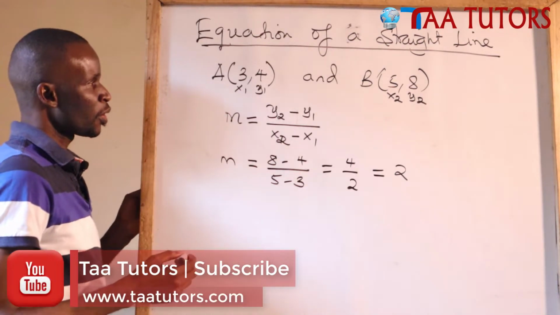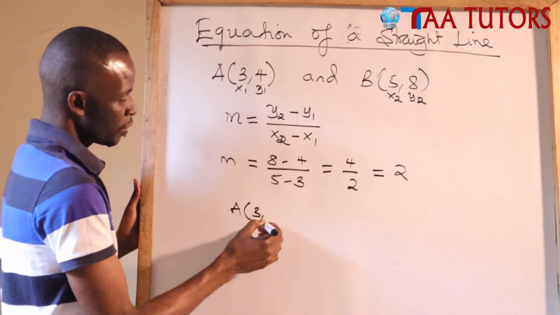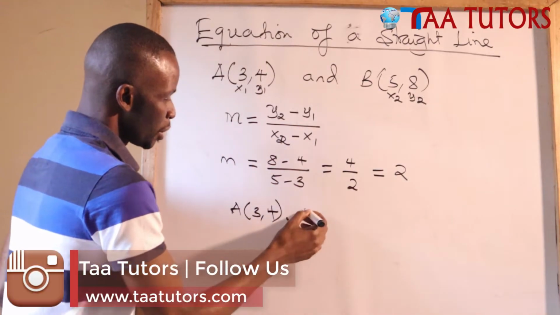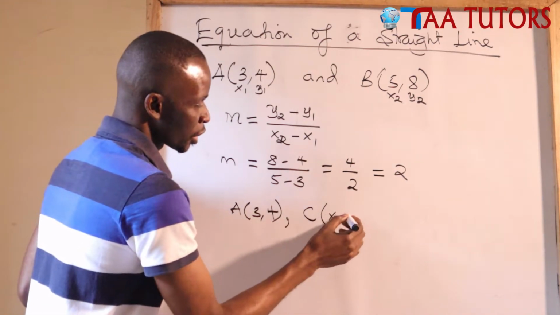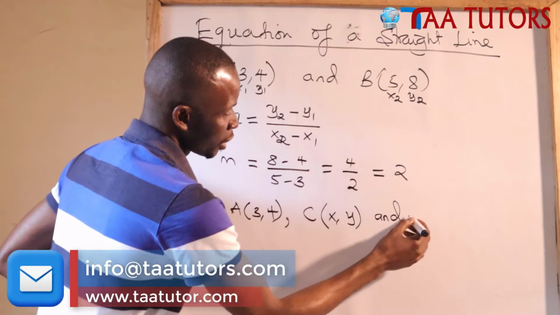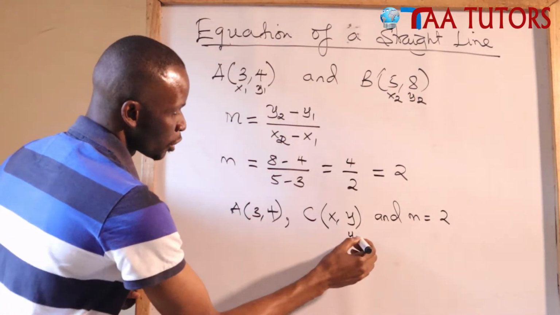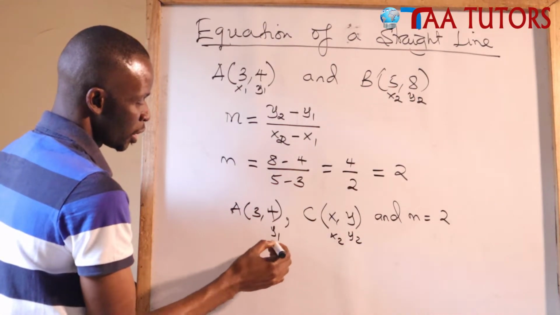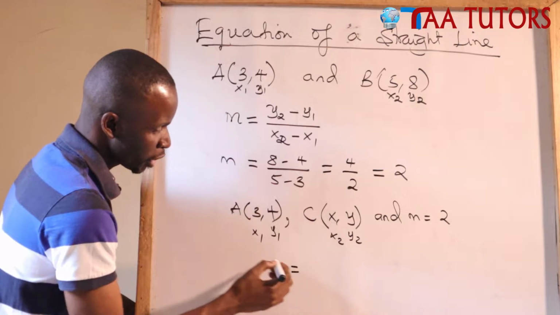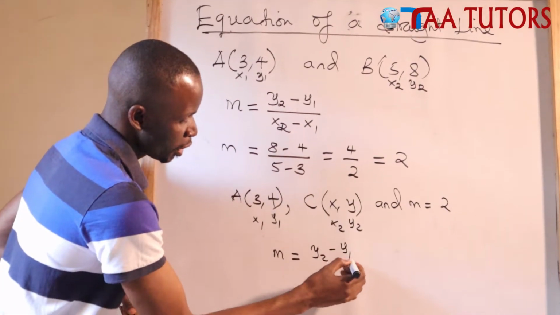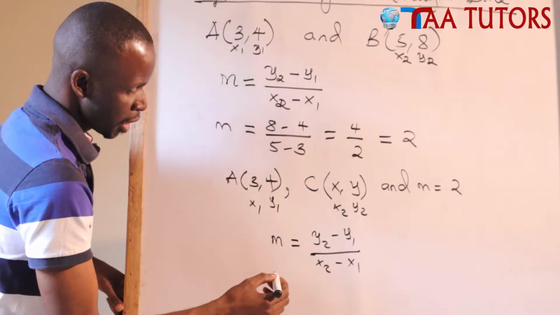For us to find the equation of this line, we choose coordinate A, 3, 4, and assume a coordinate C, which is an arbitrary coordinate x, y, and finally we have gradient m, which is 2. So there are 3 things we need here. If I say this is y2, x2, y1, x1, the gradient will be y2 minus y1, divided by x2 minus x1. In this case, my gradient is 2.